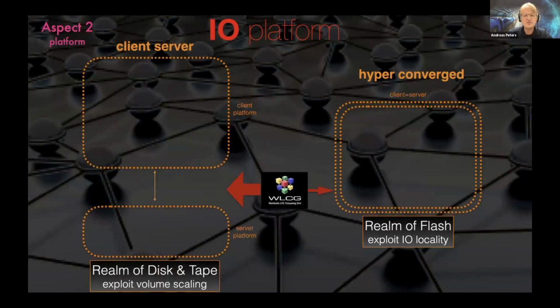When we talk about disk and tape storage, we have this client-server model in mind because we scale out volume storage independently of the processing capacity. This is how CERN, for example, mainly does I/O. Most of the I/O is that the clients live separate from the server. If you now have modern, really fast media like flash, you want more of this hyper-converged model, because you have this high performance device very close to the CPU.